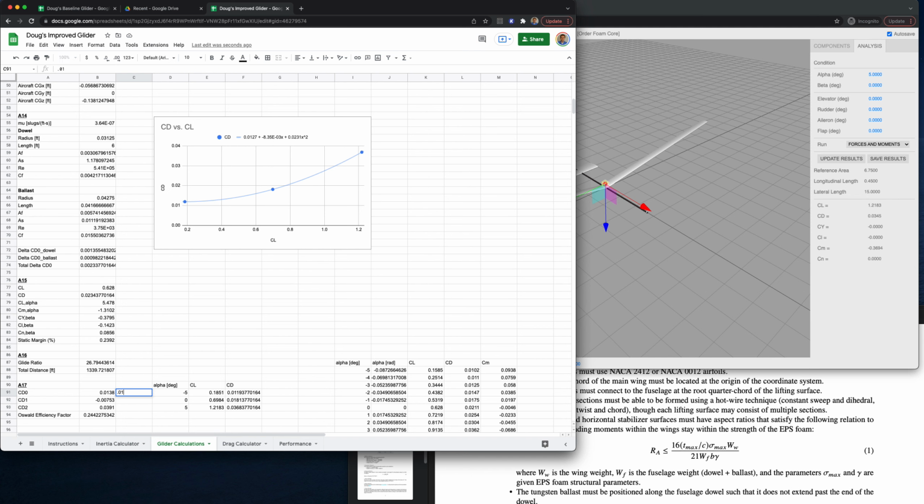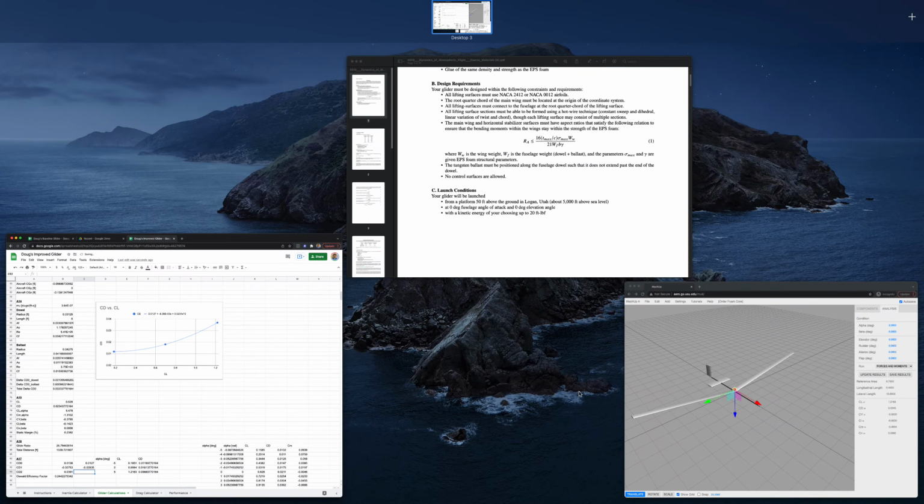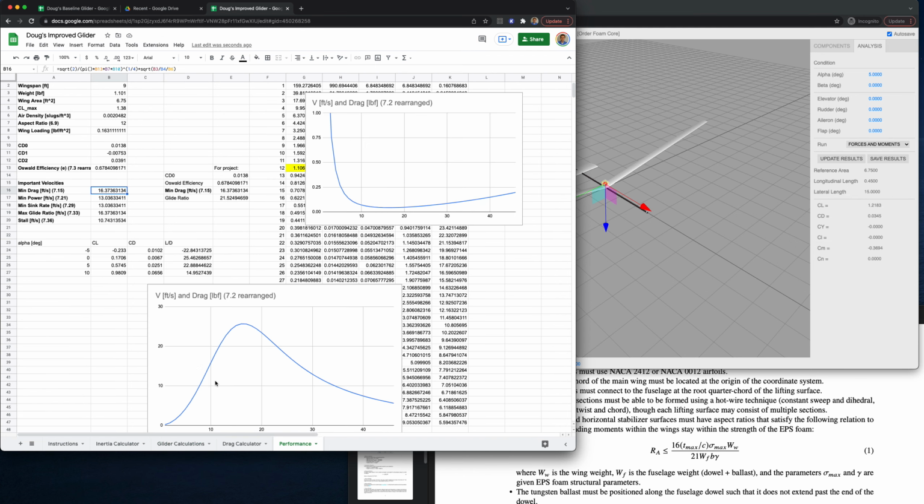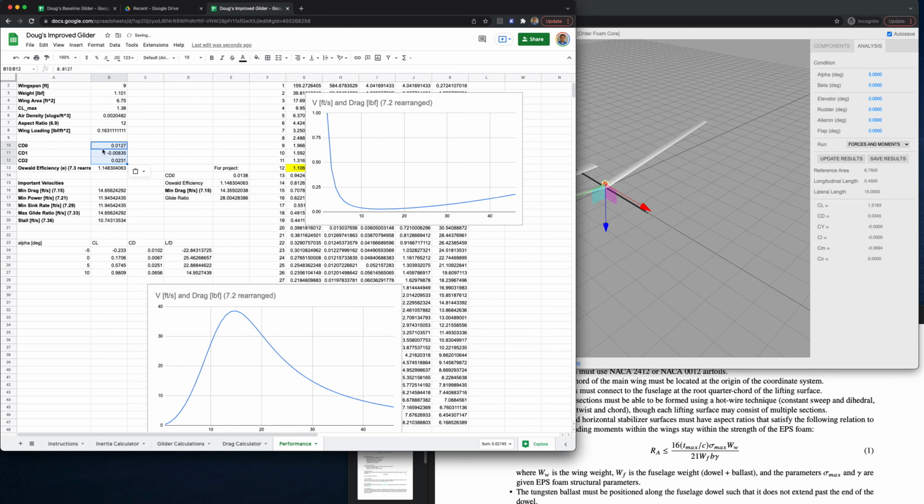I get a 0.0127, and then I get minus 0.00835 for CD1. So that's that number right there. And then the third one is 0.0231. Okay, so I'm going to take these values now and just copy them, go over to my performance spreadsheet, and paste them in here for these three values.